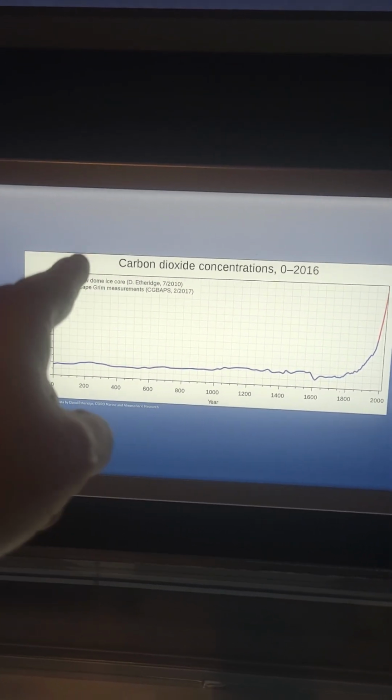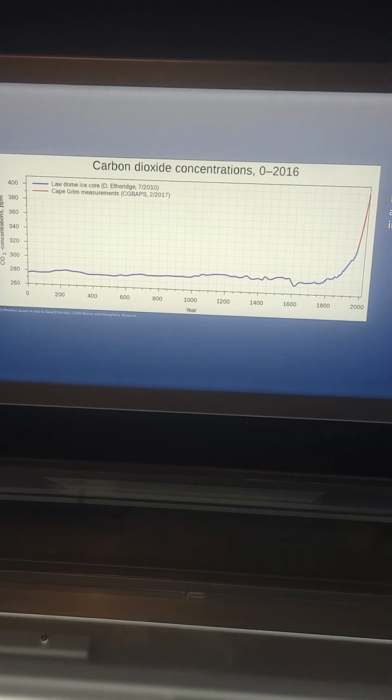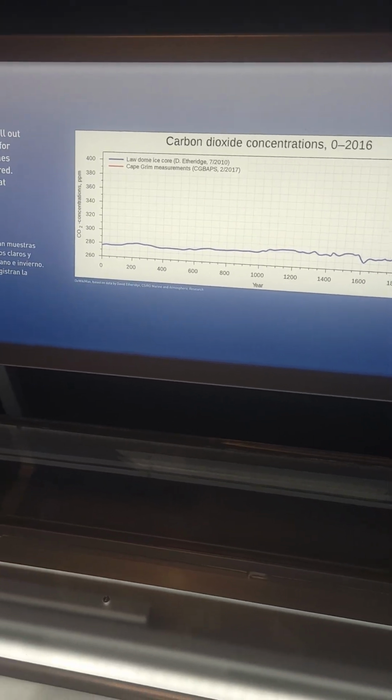So this is an ice core, and it is interesting how they can chart carbon dioxide concentrations and the variations to and fro through the thing. But let's talk about some problems with ice cores.